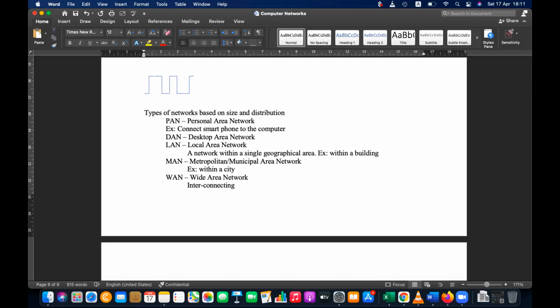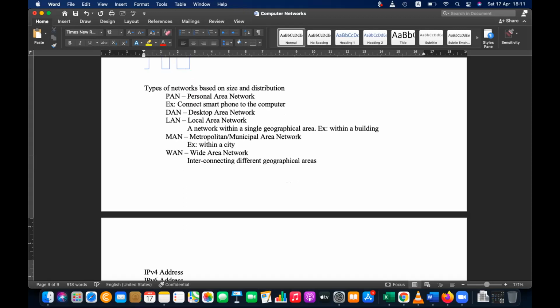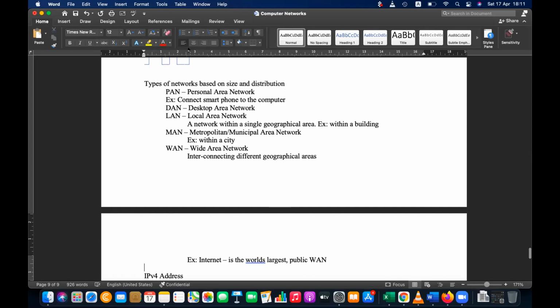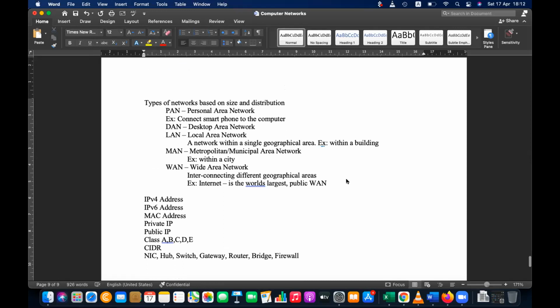So this is the summary, right? Interconnecting different geographical areas. You can write down while I'm doing this. Can you give me an example? Internet. Yes, a popular example is the internet. The internet is the world's largest, and it actually belongs to the general public. It's the world's largest general public WAN. So this is how you divide networks according to size and distribution.